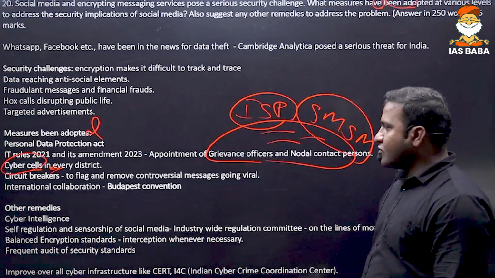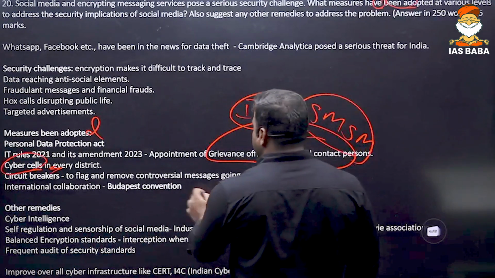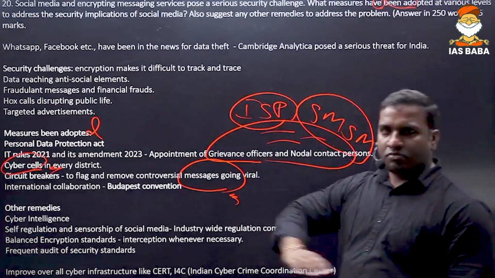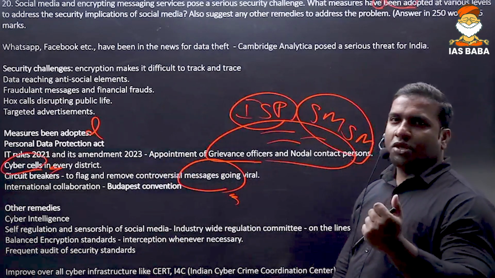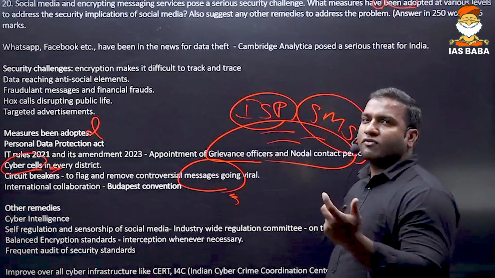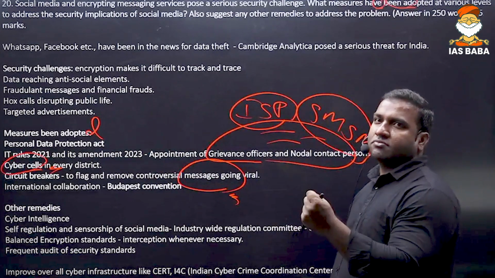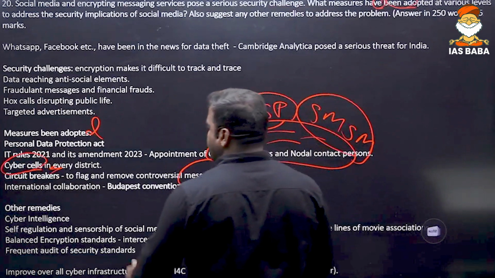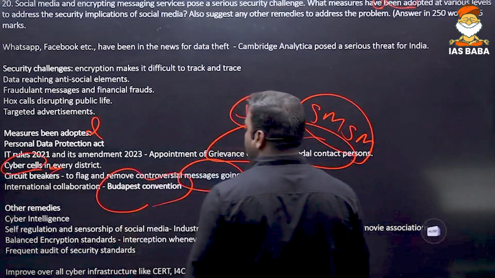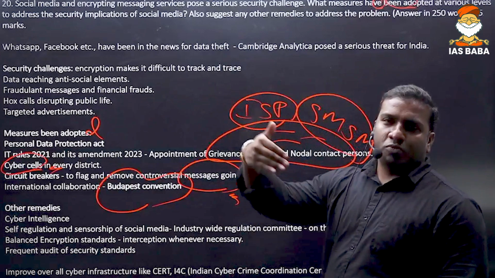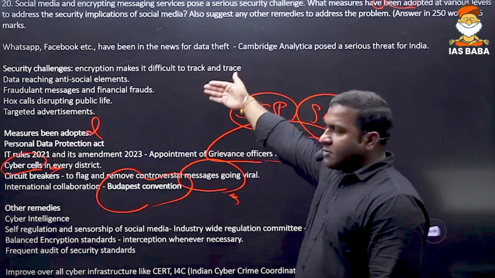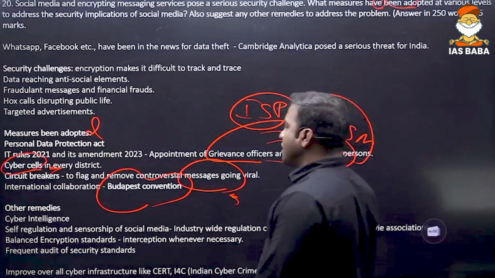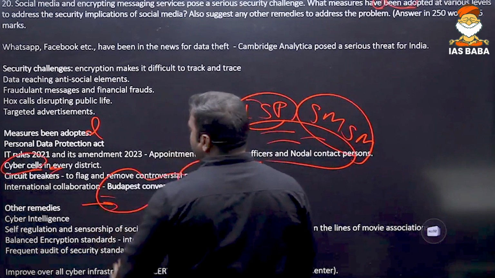Circuit breakers to flag and remove controversial messages going viral, so that as and when any controversial message goes viral, it automatically comes with a disclaimer: are you above 18, or it contains some provocative message, likewise. Then international collaboration like the Budapest Convention: any cross-border cyber threat or cross-border social media threat should be tackled only through international collaborations.